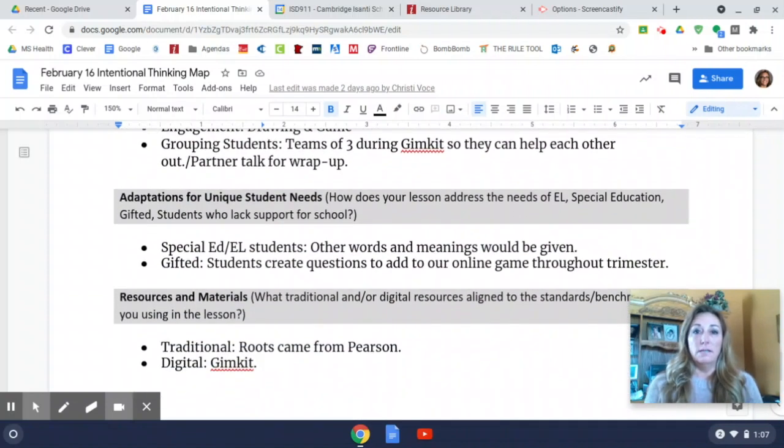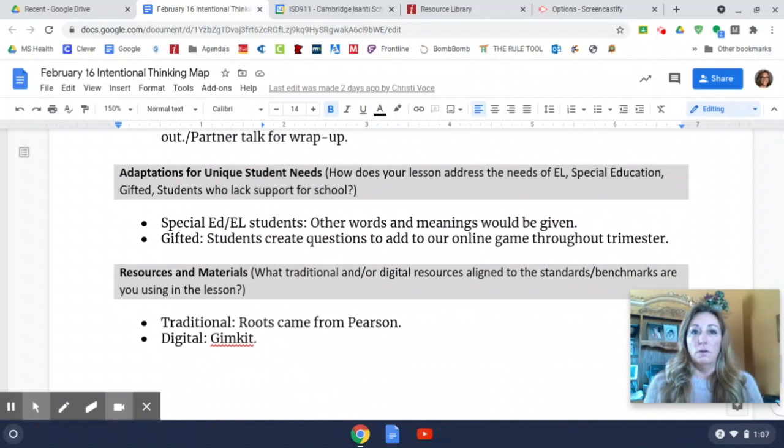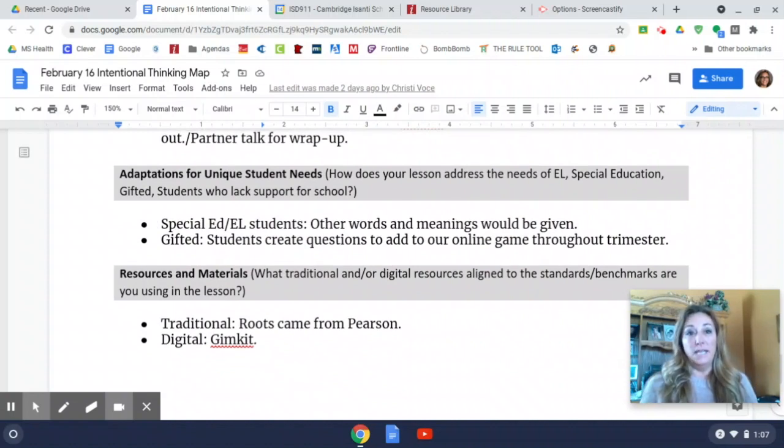And then she added the adaptations for unique student needs for gifted, special ed, and EL, any adaptations or modifications that she would make in order to make the lesson more suitable.